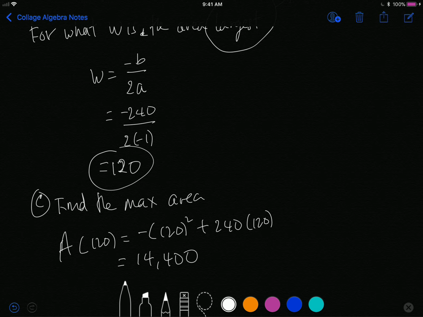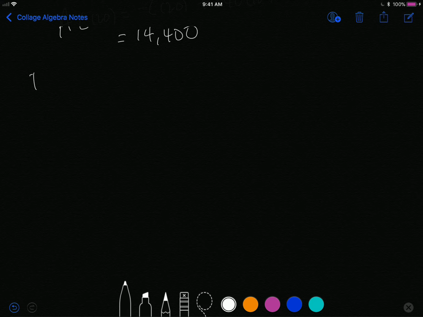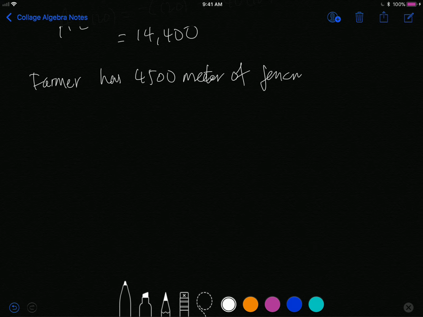There's a similar question, the next question in line, the last question in the section, and it's similar. It says a farmer has 4,500 meters of fencing. So it starts out the same way. Again, it's a rectangular plot, but this time he's not fencing every side.